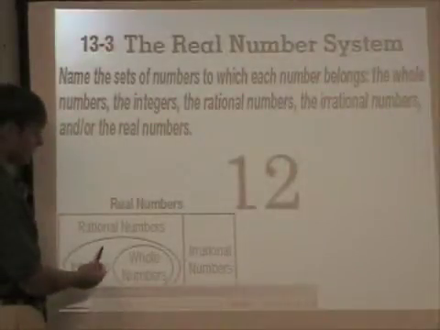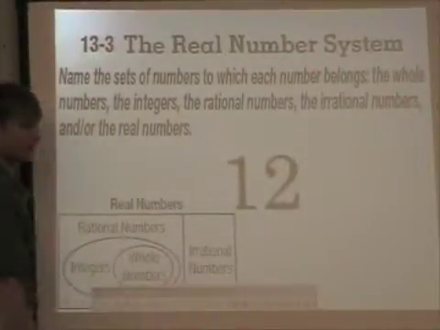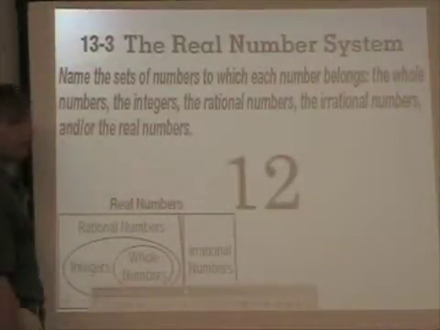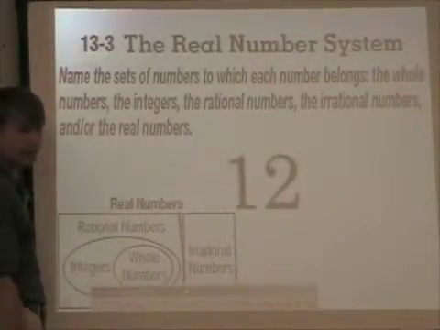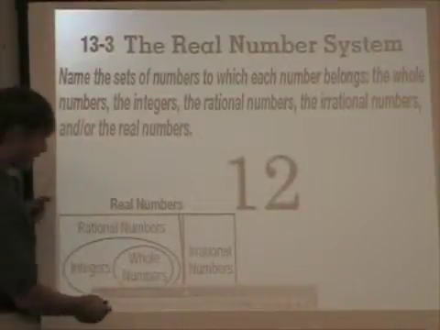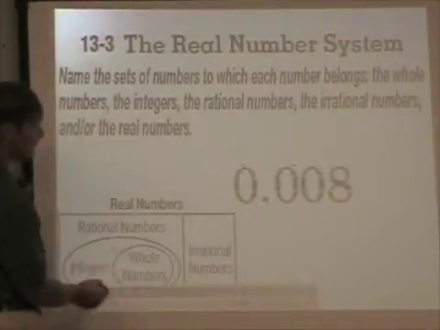Now, can a number be rational and irrational? No. That's why we have the line. Can you be a man and a woman at the same time? No. Okay. Hopefully not. Okay. Look here.